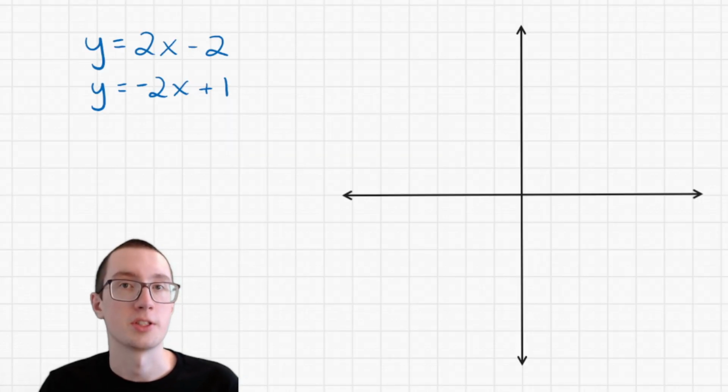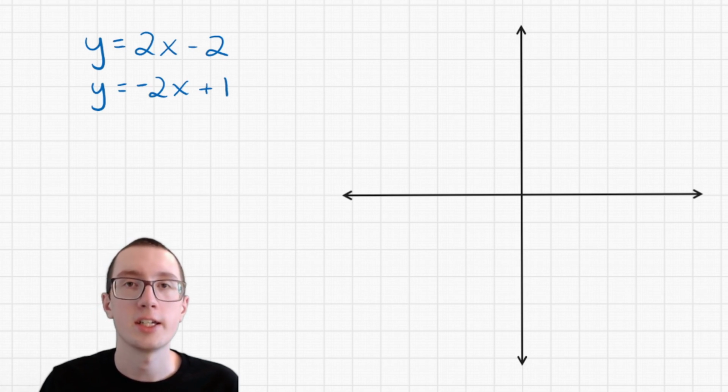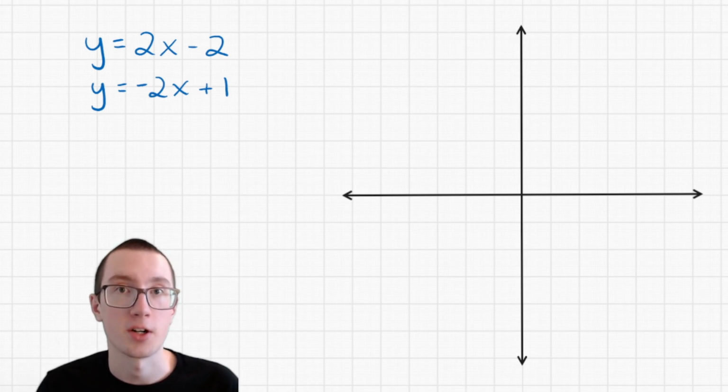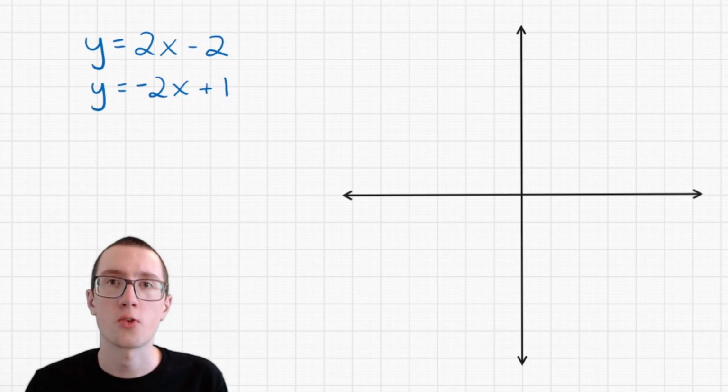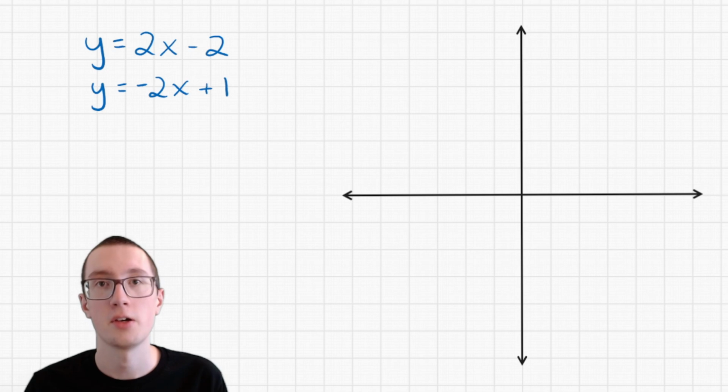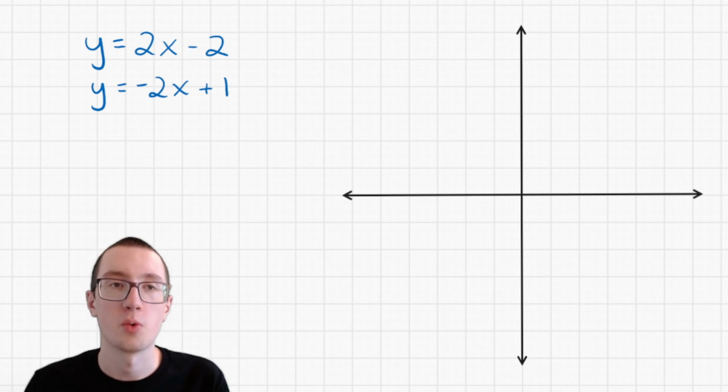So let's go ahead and do this first example. We have y equals 2x minus 2 and y equals negative 2x plus 1. Well, to see if they cross and at how many points they cross, we need to first graph them. If you're not quite familiar with graphing lines, I have a video that you can watch on the card on the screen right now. And if you want, you can go watch that one first and then come back here. But I'll also quickly review what we're going to do.